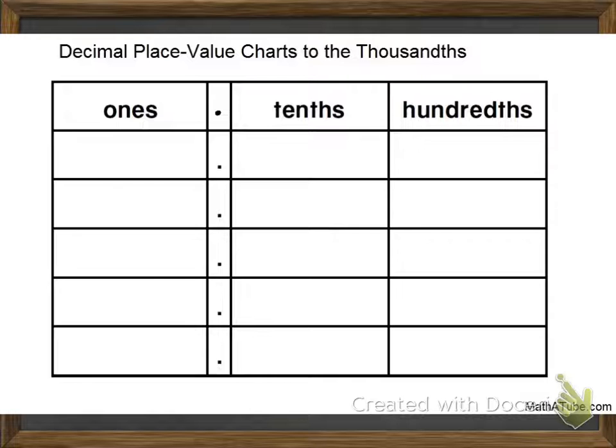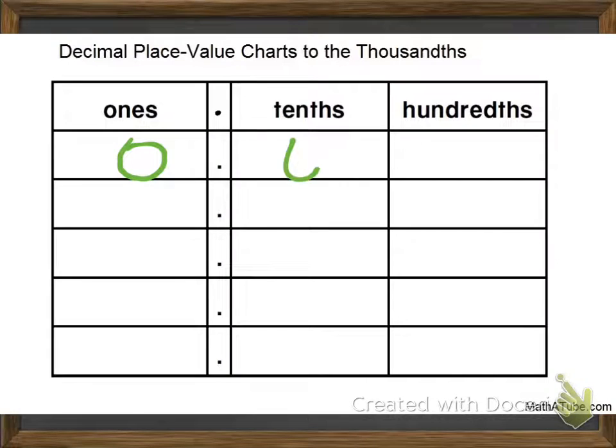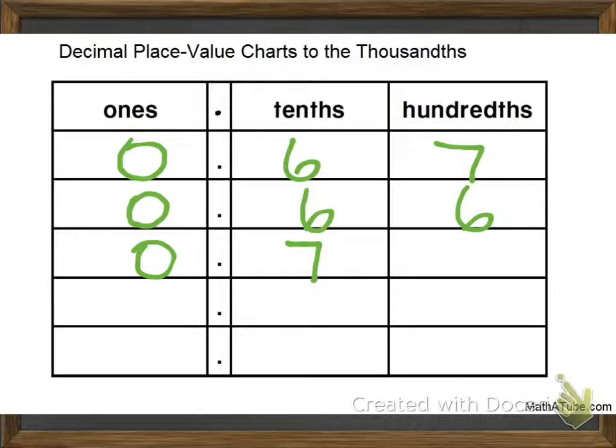So if we go ahead and fill it in, we have 0 ones. So we go back to our first one, 67 hundredths, we have no ones. We have 6 tenths and 7 hundredths. Our next one, we have, again, no ones. We have 6 tenths and, let's double check here, 66 hundredths. And then finally, we have no ones, we have 7 tenths, and that's it.